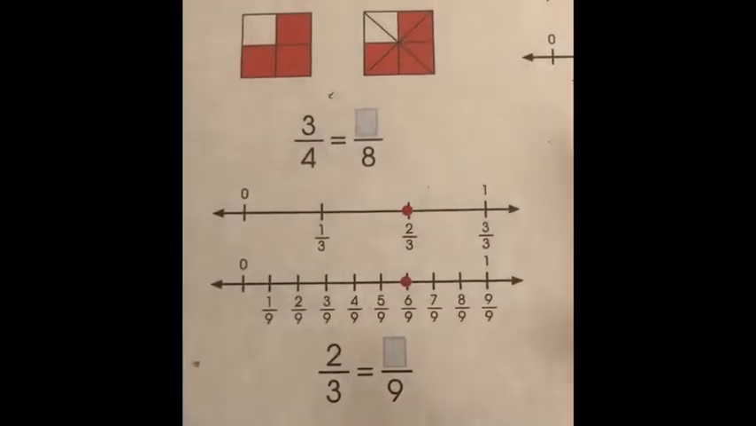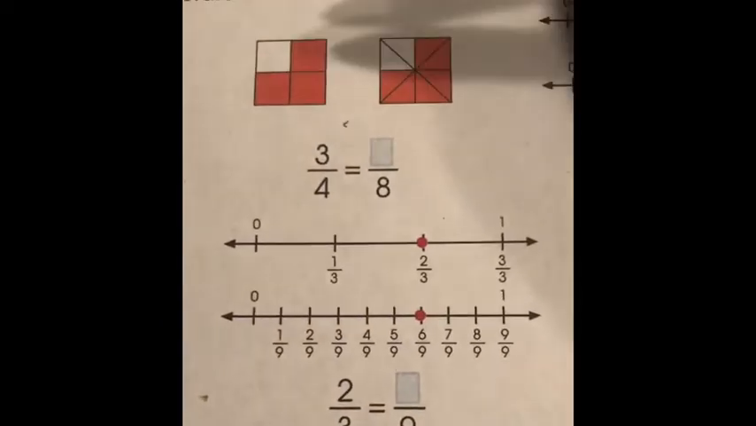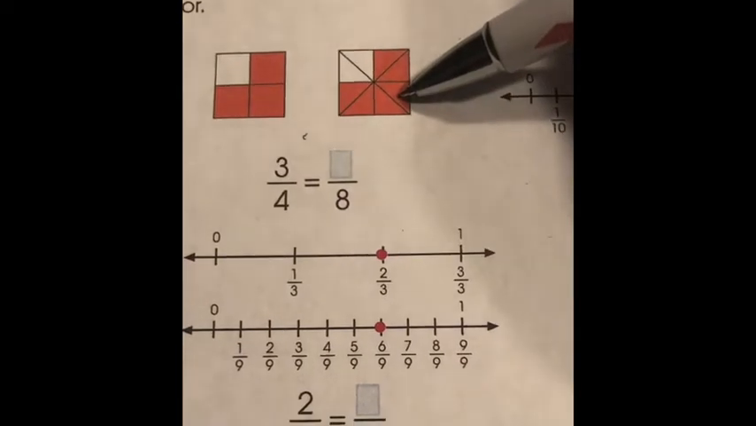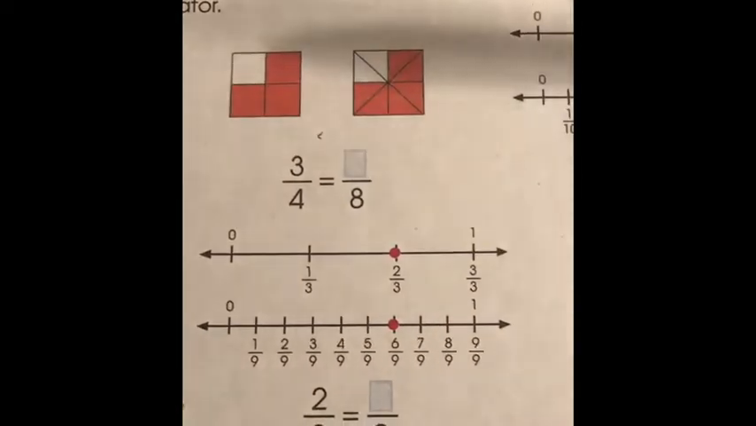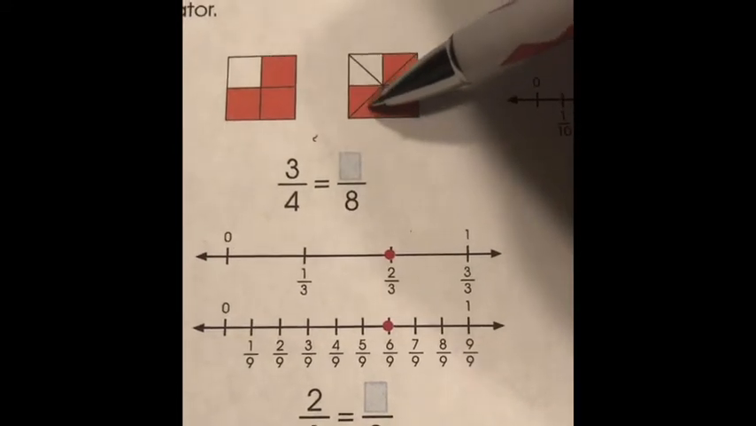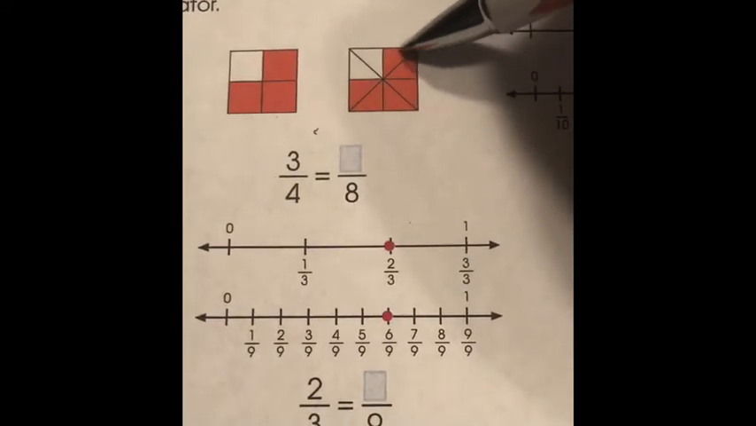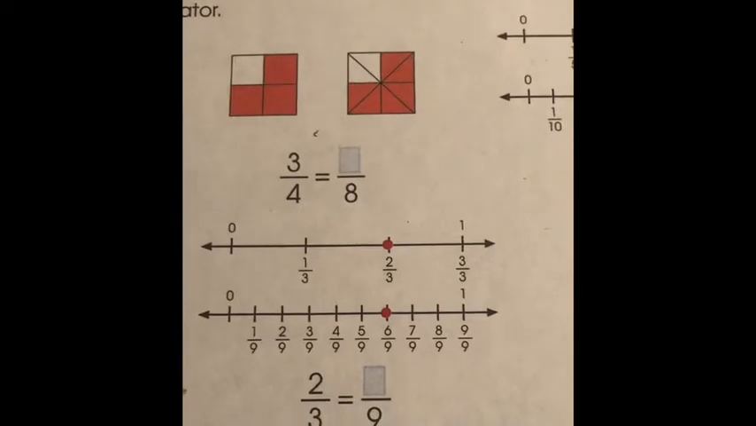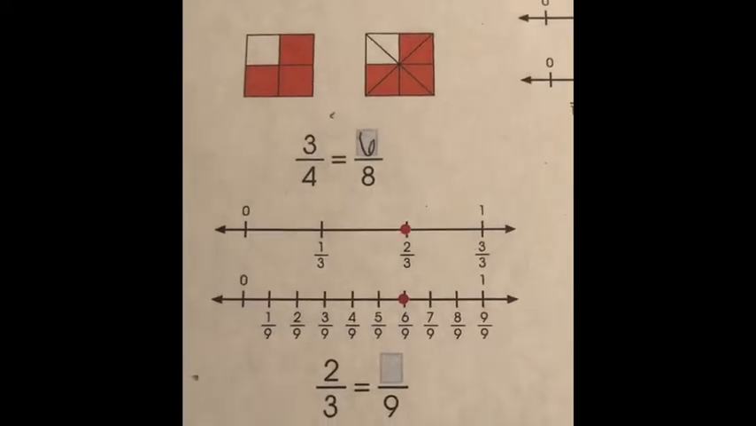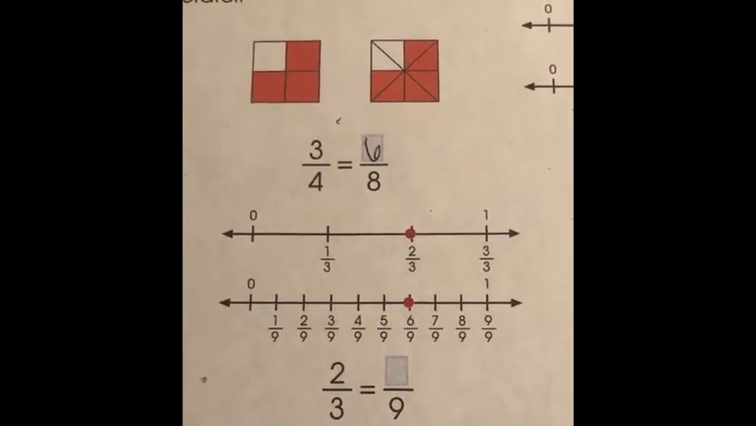Now, let's look here. We have squares this time. They are broken up into 4ths, and then this one is broken up into 8ths. And so 3 of the 4 are shaded in. And let's see how many of the 8ths are shaded in. 1, 2, 3, 4, 5, 6. So 6 of the 8 is shaded in. So that means that 6/8 is equivalent to 3/4.